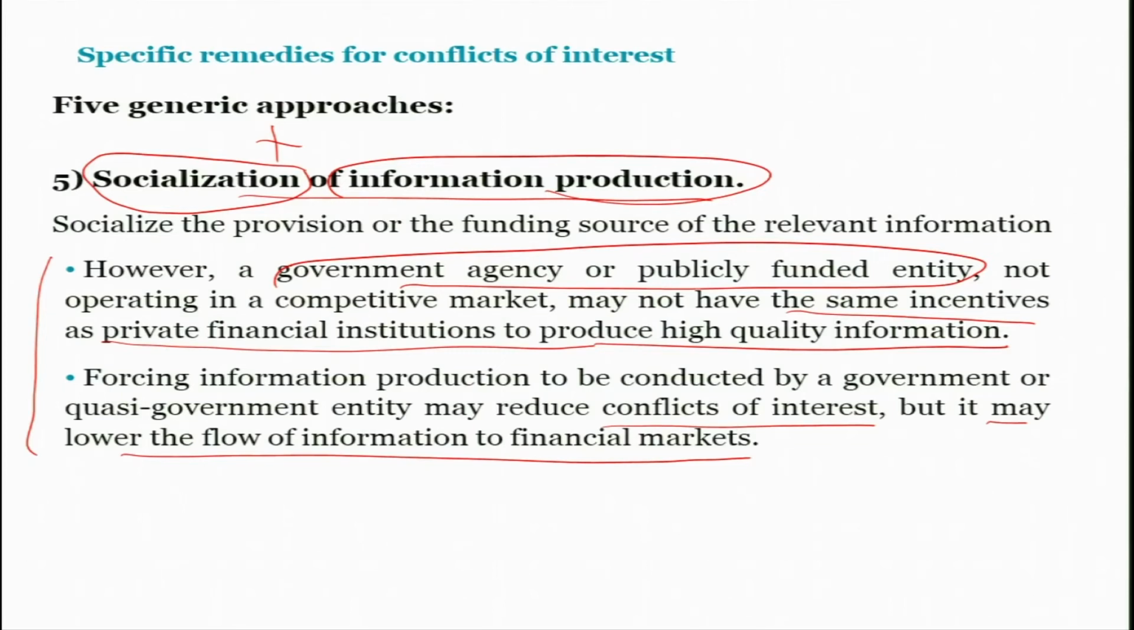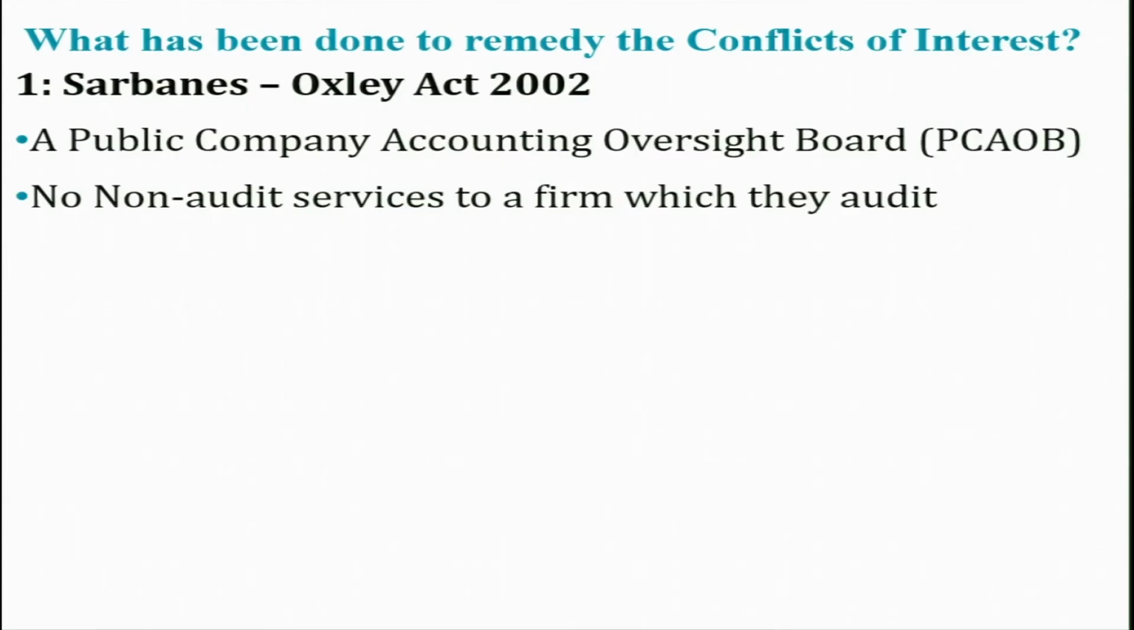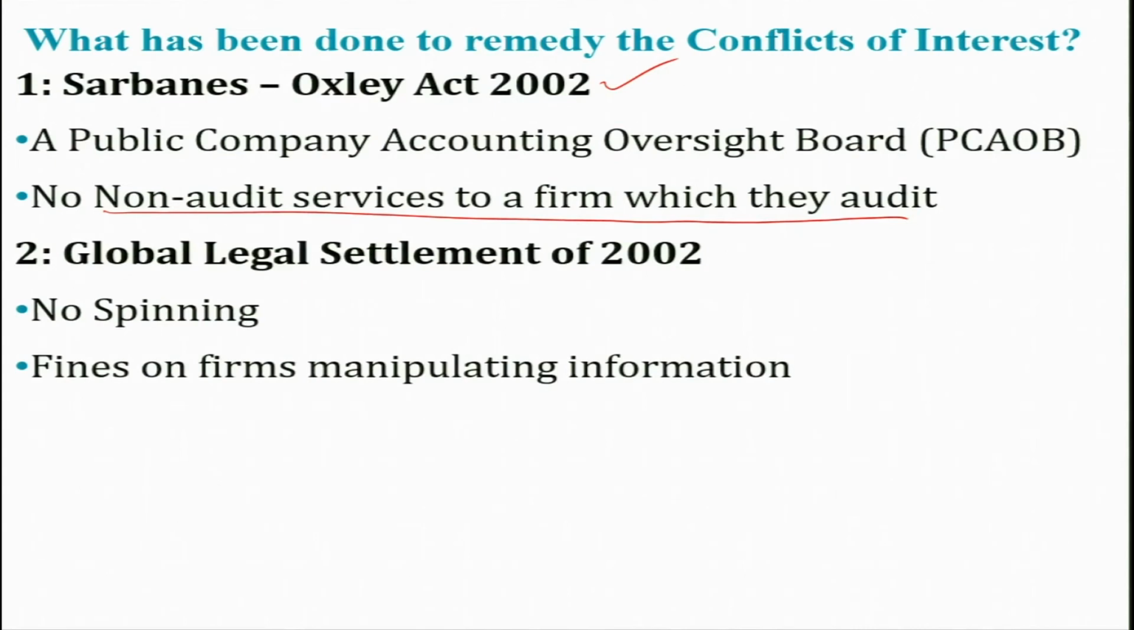So these are the five remedies that we just discussed here, and there have been several policy initiatives to overcome this conflict of interest, especially in the US context. You can see that this act in 2002 mandated that a Public Company Accounting Oversight Board be set up, and non-audit services to a firm which they audit were also restricted. Then the global legal settlement of 2002: here spinning was banned, and fines on firms manipulating information were also agreed. This was a global legal settlement by not only US government agencies, but agencies from other countries as well. So they agreed to no spinning and fines on firms manipulating information.